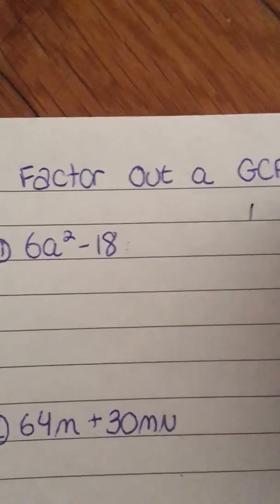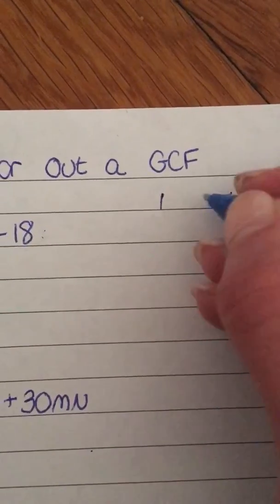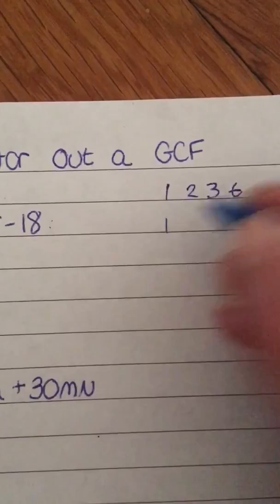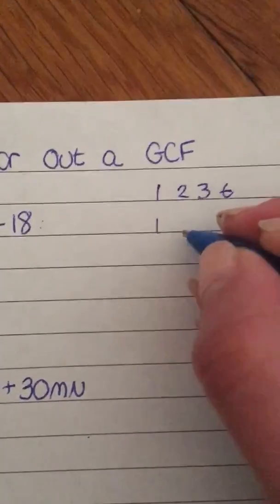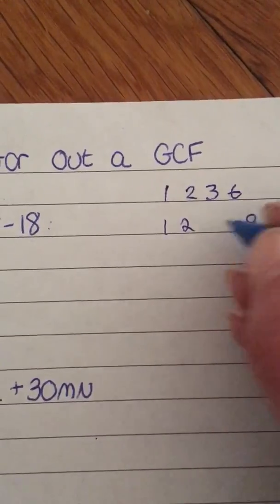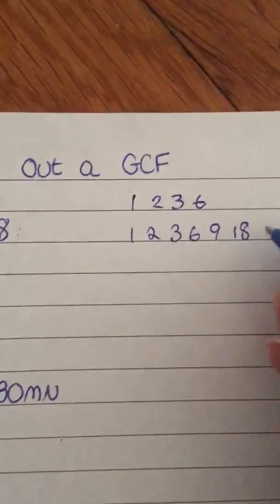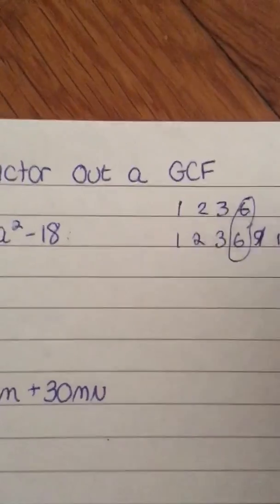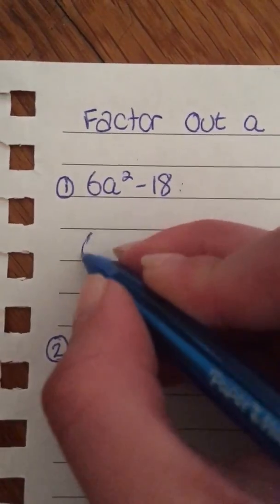So the factors for 6 would be 1 and 6 or 2 and 3. The factors for 18 would be 1 and 18, 2 and 9, or 3 and 6. So we can get rid of these because it's not in both. And then we see 6 is the highest number in both. So let's pull out a 6.